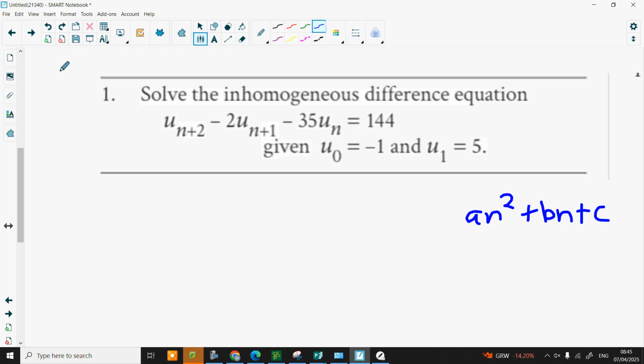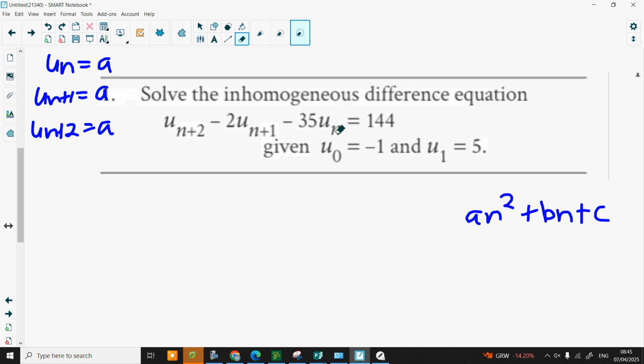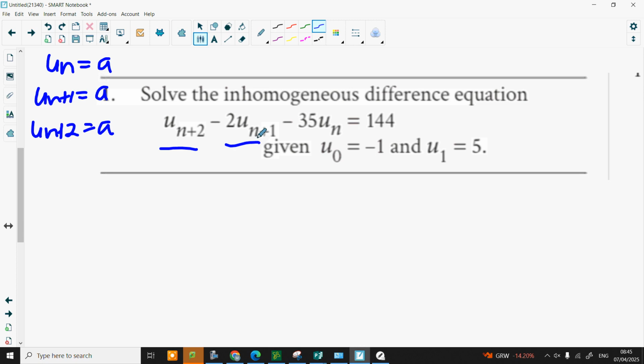You just say Un equals A, which means it doesn't change, which means Un+1 is also A, and Un+2 is also A, because it isn't changing. It's a constant. Any Un value is A. So this is the technique for it, okay? So you go through your initial phase, you go A minus 2A minus 35A equals 144.